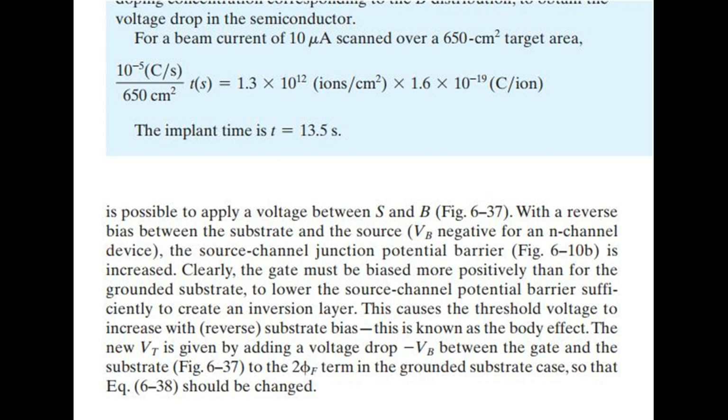This causes the threshold voltage to increase with reverse substrate bias. This is known as the body effect. The new threshold voltage is given by adding a voltage drop, VB, between the gate and the substrate, Fig 637, to the 2ΦF term in the grounded substrate case, so that EQ 638 should be changed.